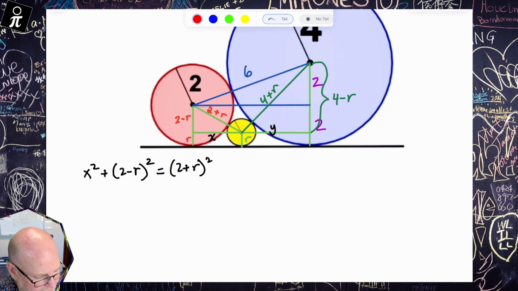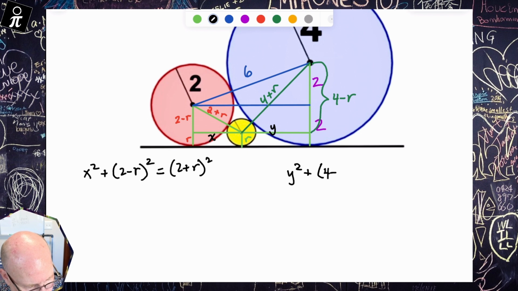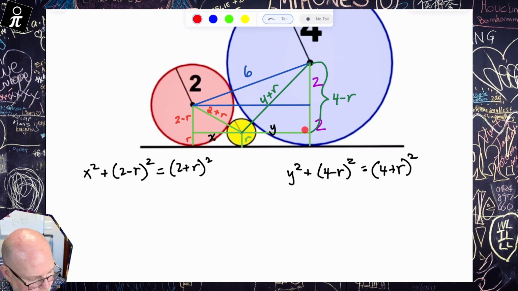And then we have the same kind of thing happening over here. We're going to have y squared plus (4 minus r) quantity squared is equal to (4 plus r) quantity squared. So we have this leg and this leg: y squared plus (4 minus r) squared is equal to (4 plus r) squared.